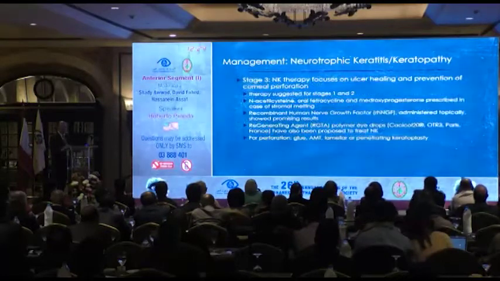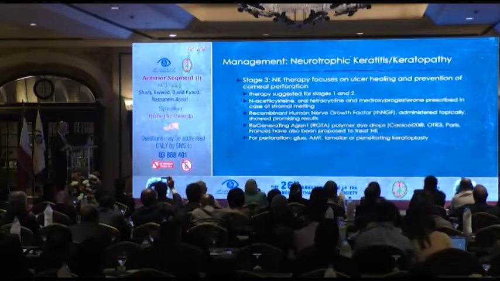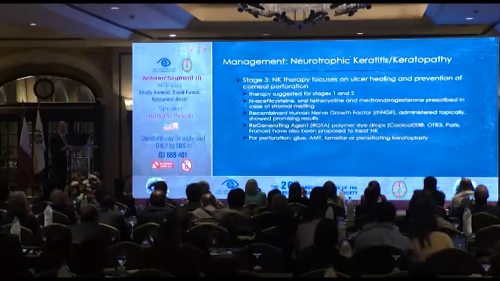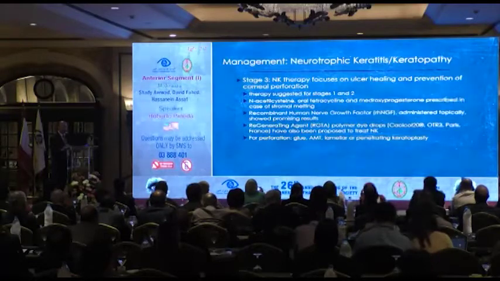For stage three, we're basically focused on preventing corneal perforation. And here you might use recombinant nerve growth factor or regenerating agents like these polymer eye drops, Cacicol. And then for perforations, obviously glue, amniotic membranes, and either lamellar or penetrating keratoplasty.